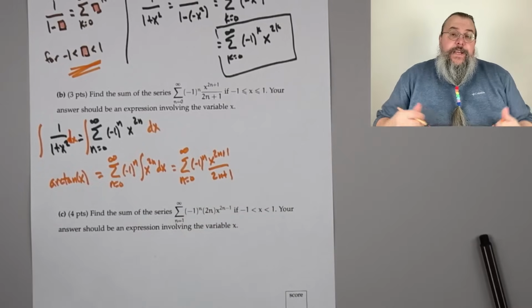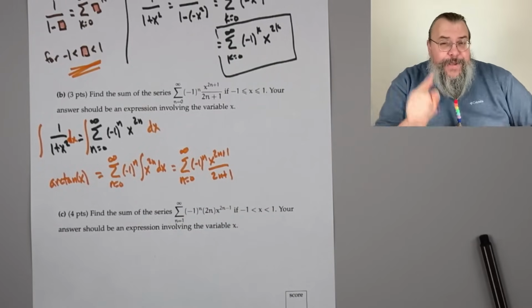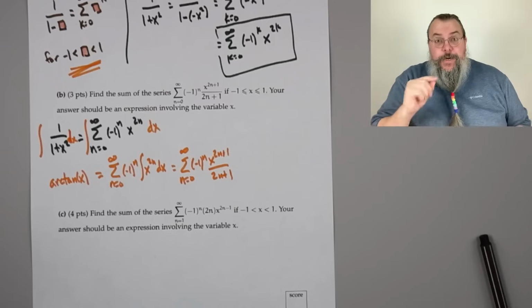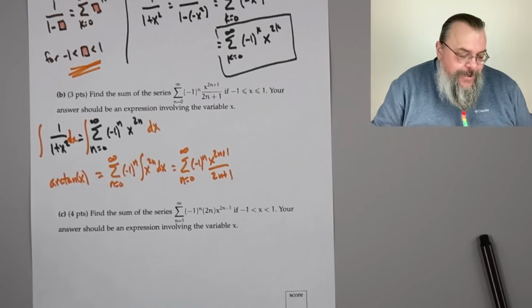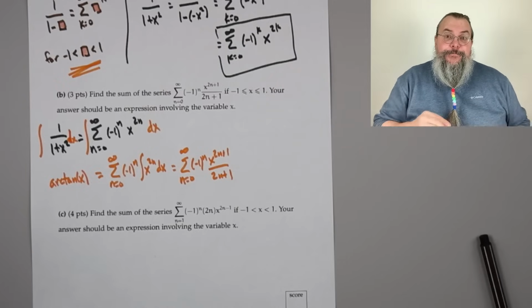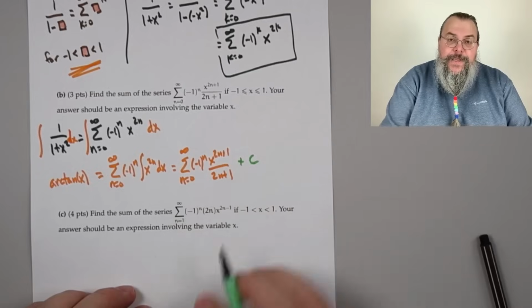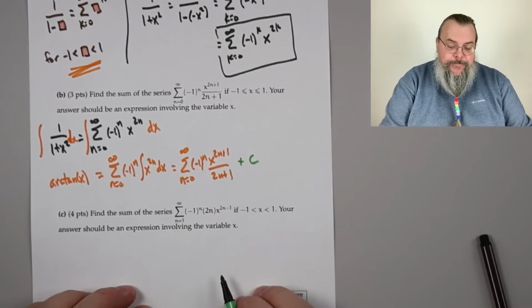Now at this point you're like, cool, we're done. But they're going to check for something. They're going to check to see if you checked. So we're going to check their checking. What are they checking for? Did we put in a plus c? Because we need to check.